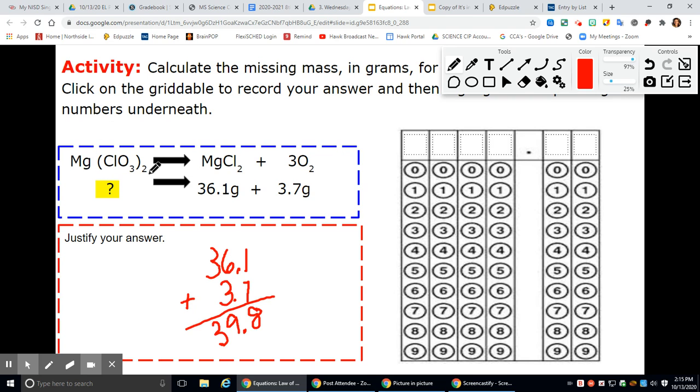So my reactant mass must be 39.8 according to the law of conservation of mass that says matter can't be created or destroyed. The mass and the number of atoms in your reactants must equal the mass and atoms of your products. Matter can't be gained or lost. So let's go over here and grid 39.8. And then you'd come down and fill in those bubbles.